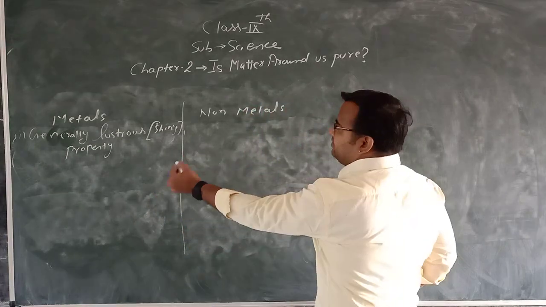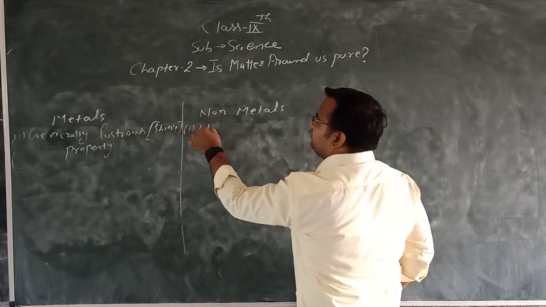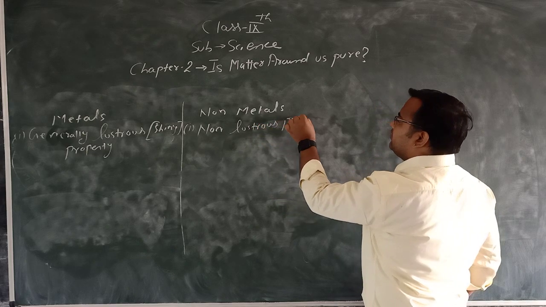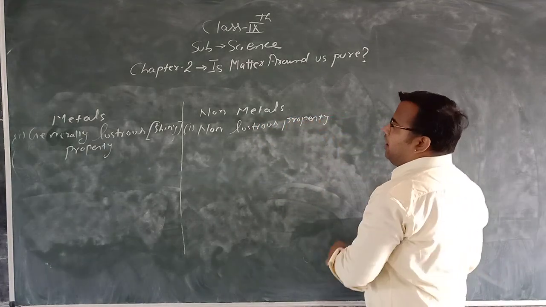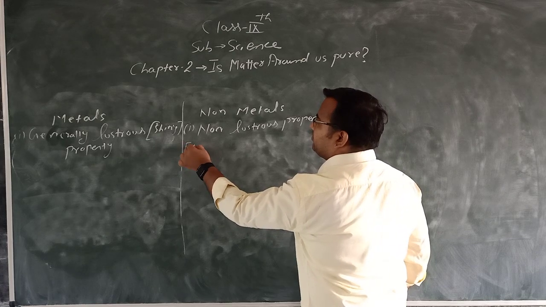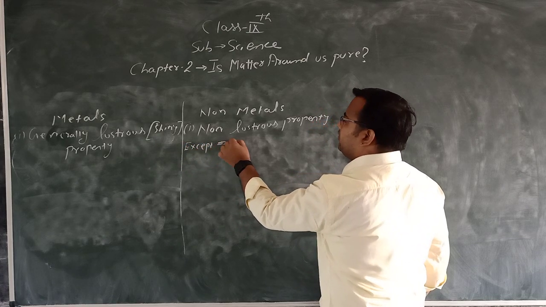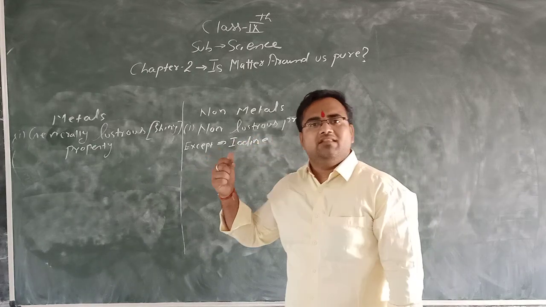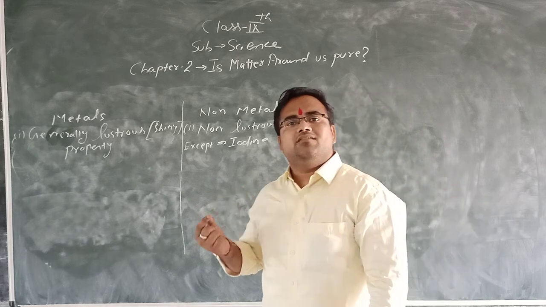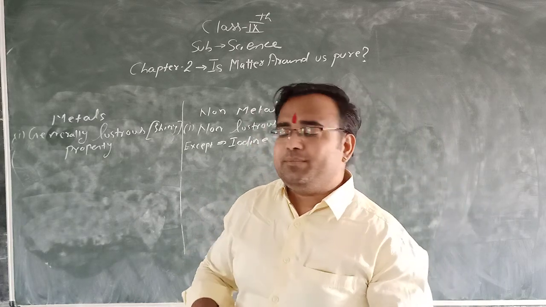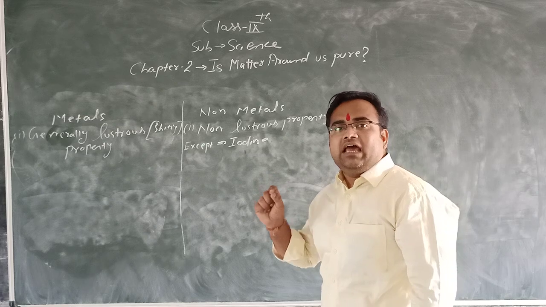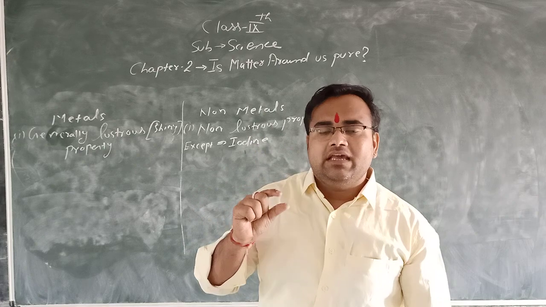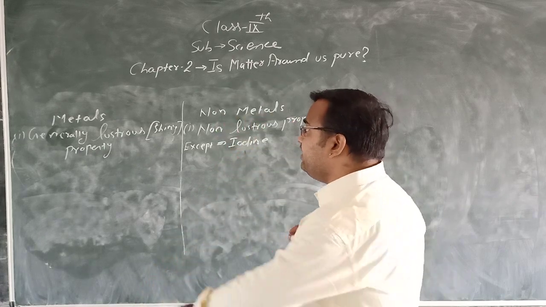Then non-metals are non-lustrous, except iodine. Non-metals are generally not having lustrous surfaces. That means non-metals do not have shiny surfaces, except iodine. Iodine is having a shiny surface, or we can say the crystal of iodine has shine. Clear?